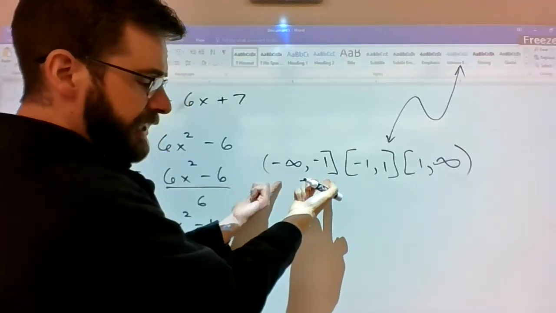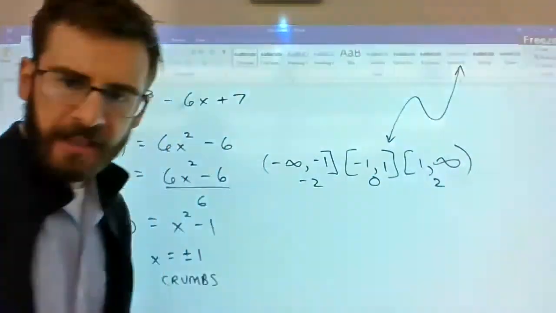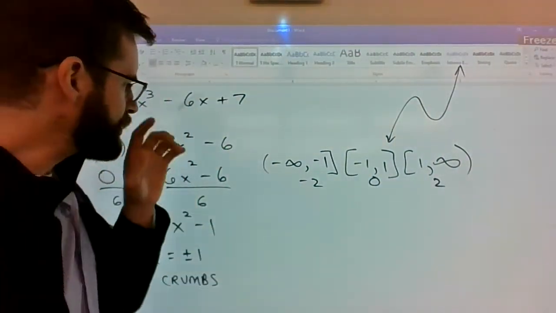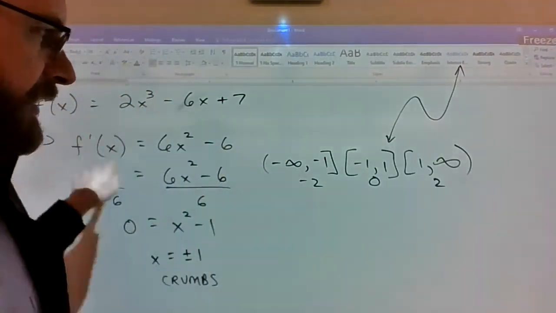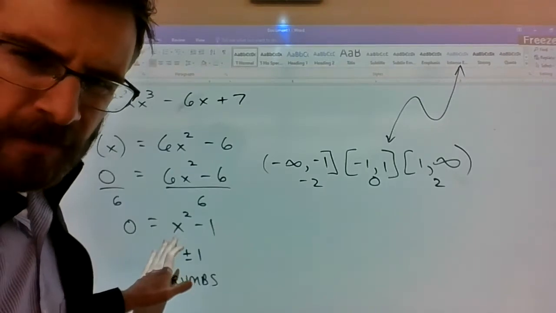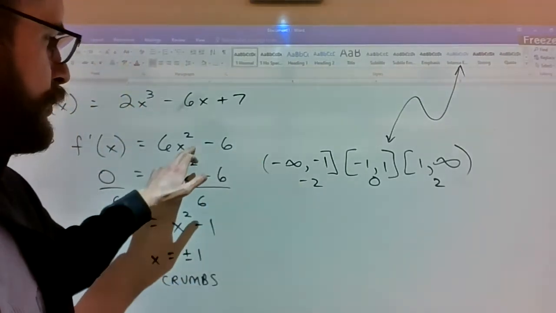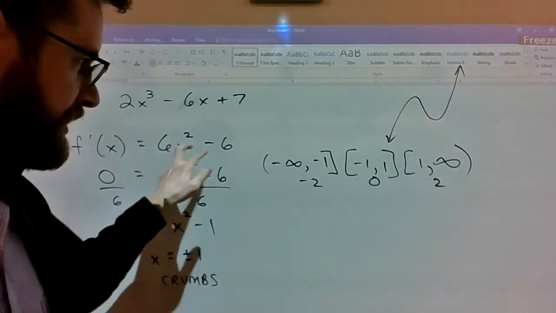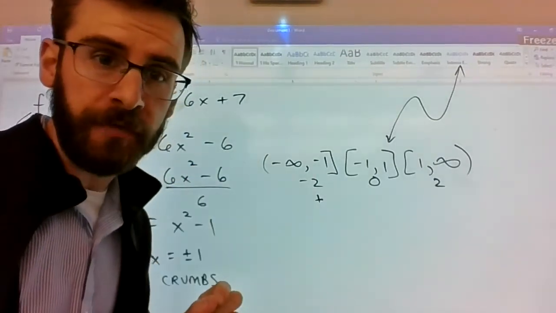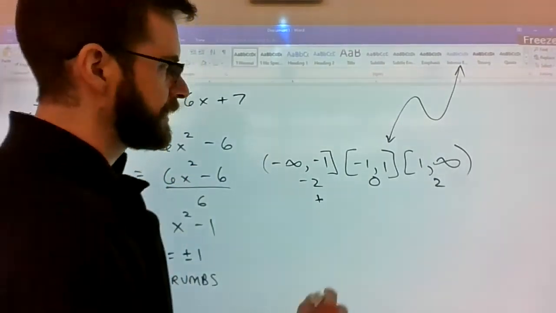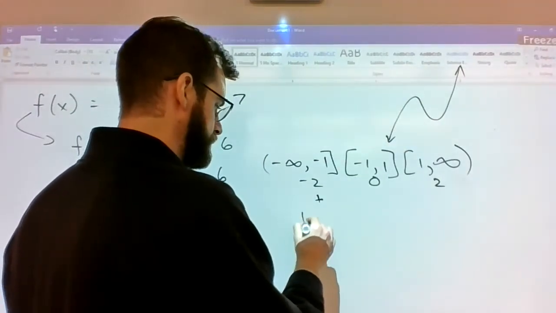Are we increasing or decreasing over this interval? Are we increasing or decreasing over this interval? Same for the last one. So we should probably plug into the unaltered version of the derivative, which is this right here. I don't think it really matters, though, if we divide it out by 6. Whatever the case may be. Plugging in a negative 2 here gives us positive 4 times 6 minus 6. It's going to be positive. That means that we are increasing over the interval negative infinity to negative 1, which seems to be confirmed by our rough sketch drawing. So it's increasing.